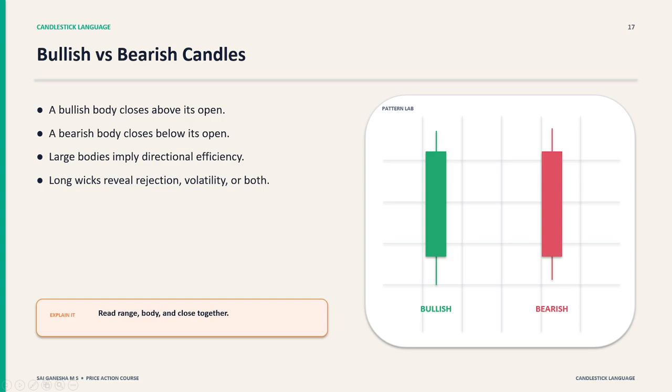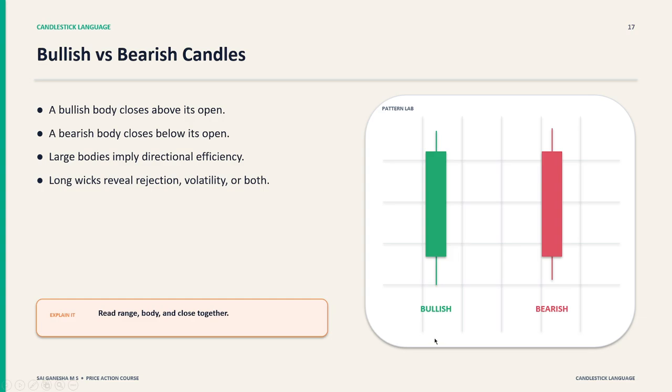So now let's understand bullish and bearish candles. This part is quite simple, and most of you actually know it already. A bullish candle closes above its opening price. For example, if the candle opens at 100 and closes at 105, it is bullish. On most platforms, bullish candles are shown in green. A bearish candle closes below its opening price. So, if the candle opens at 100 and closes at 95, it's bearish. These candles are normally shown in red.